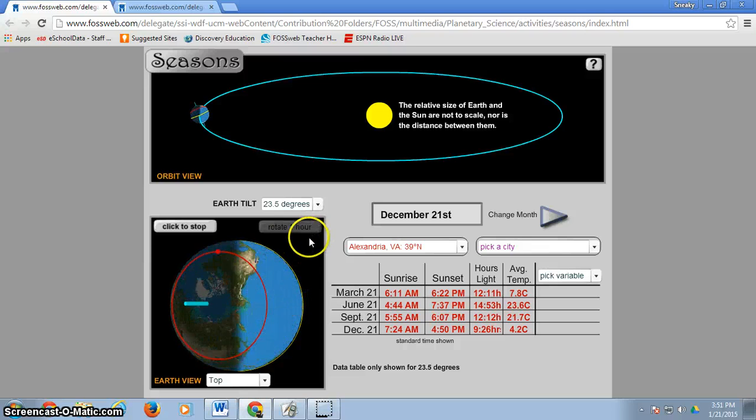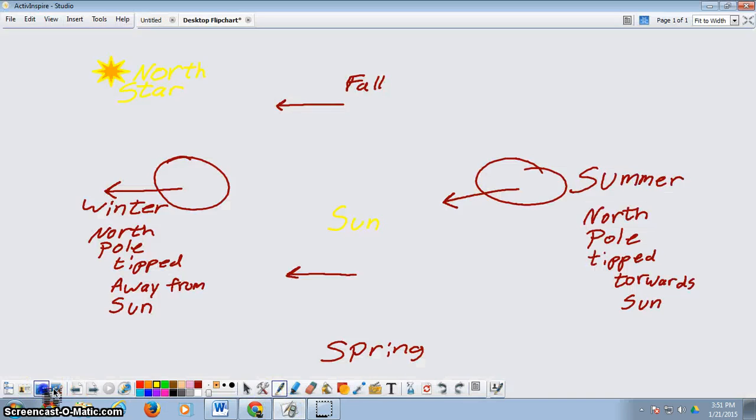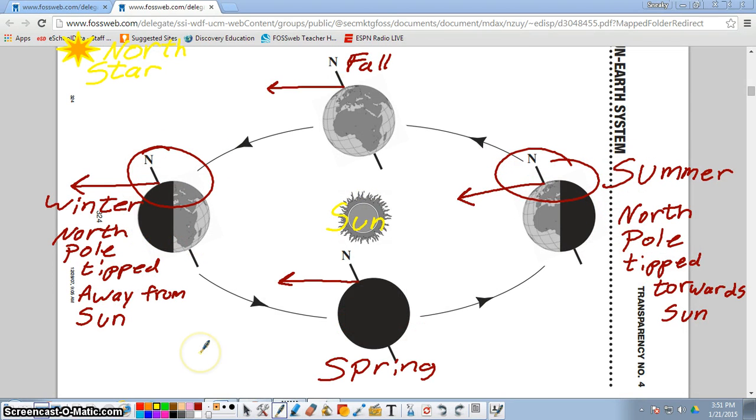When we start to look at a graphic of this, I'm going to have everybody draw a picture of this in class, where we see the Earth going around counterclockwise around the sun. With this, we put some labels on there. Again, the biggest thing when looking at the different seasons is the tilt of the North Pole. When we have the North Pole tilted towards the sun, that would be summer. When we have the North Pole tilted away from the sun, that's winter.